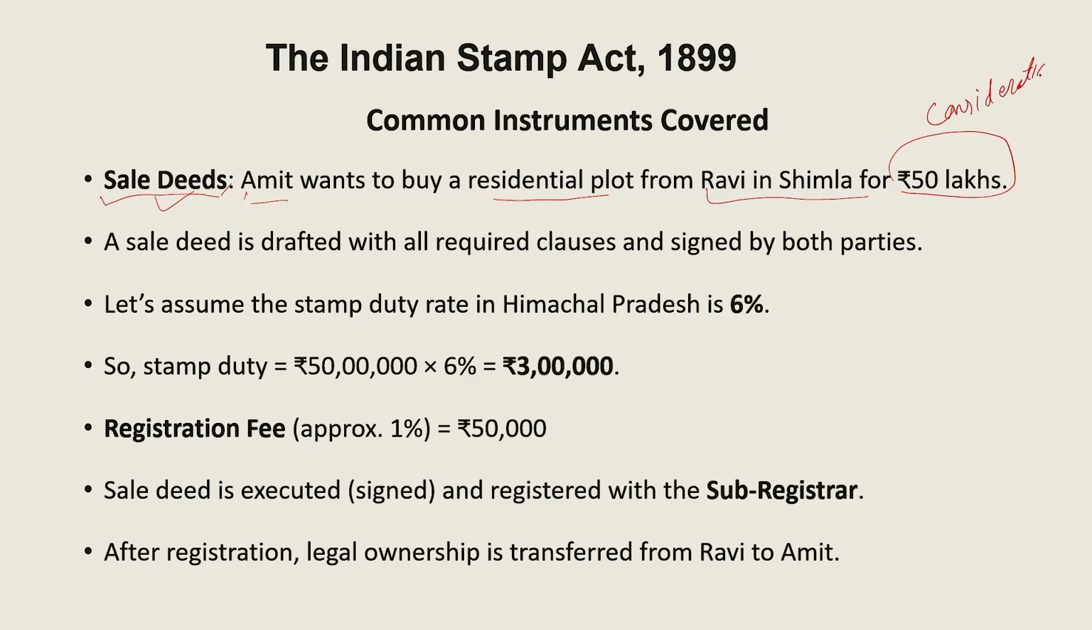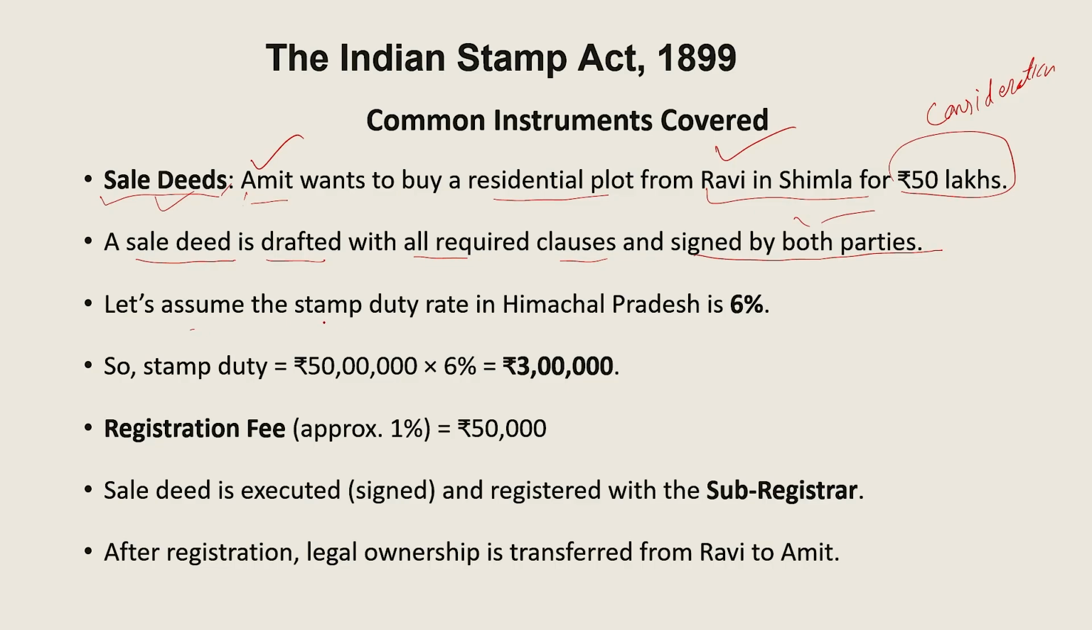What is the consideration? The 50 lakh rupees is consideration. So Amit wants to buy a residential plot from Ravi for 50 lakhs. Now a sale deed is drafted and all required clauses are signed by both the parties. So Amit and Ravi drafted a sale deed, and both the parties signed it.